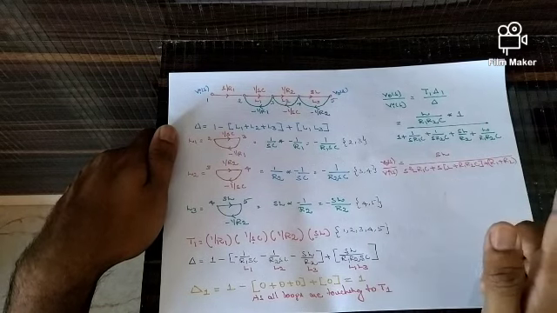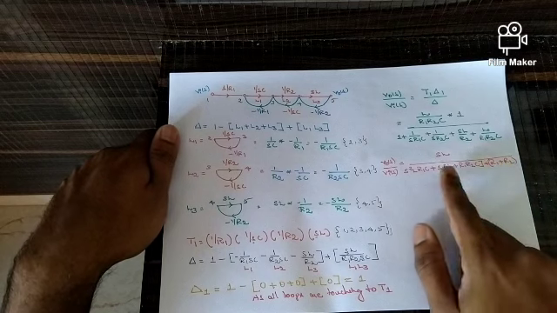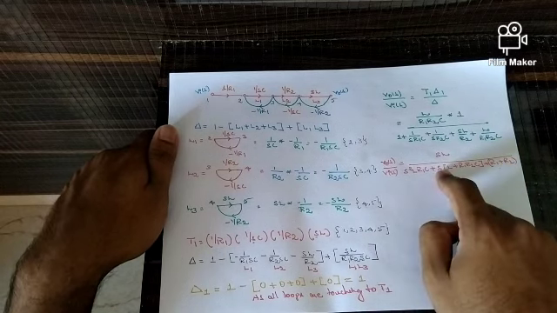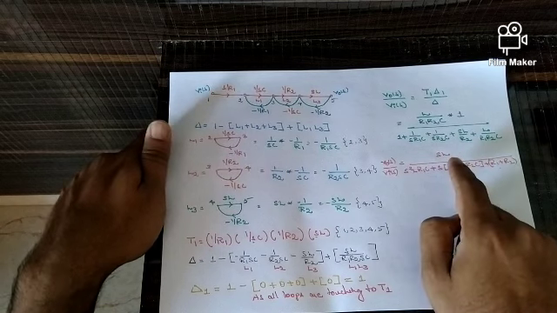So in both the cases, with Mason gain formula as well as block reduction formula, we get the same transfer function because the system is the same. So the transfer function obtained should also be the same.